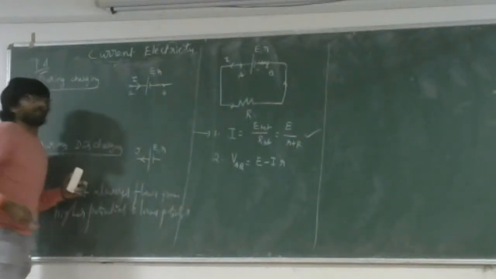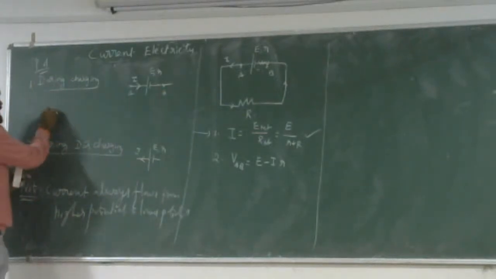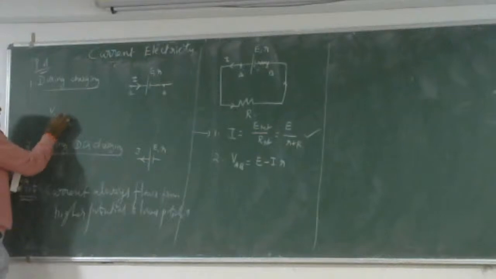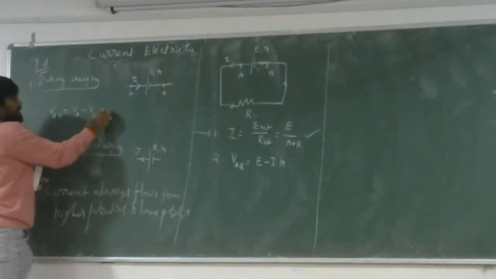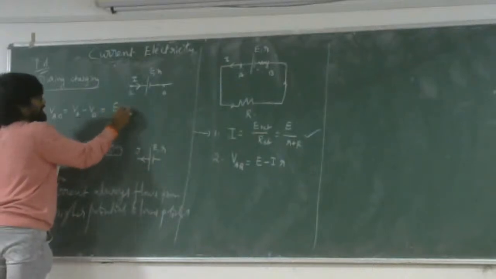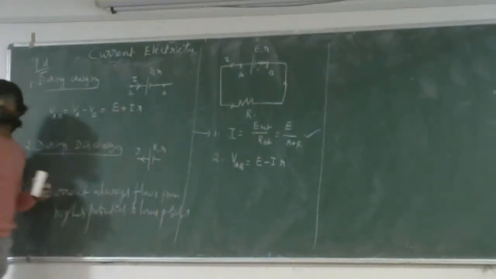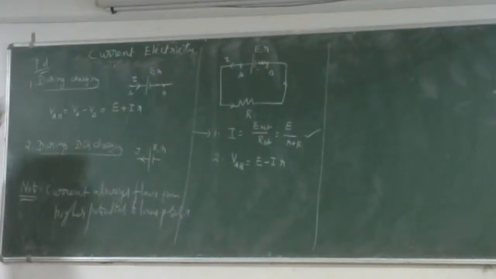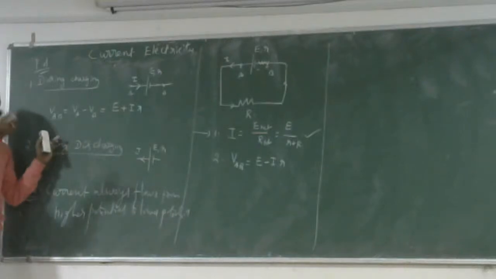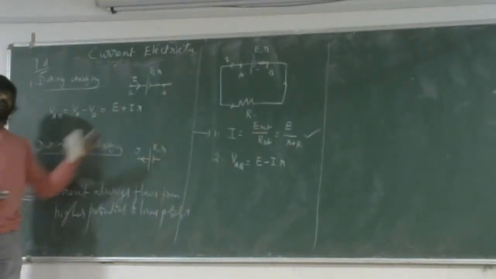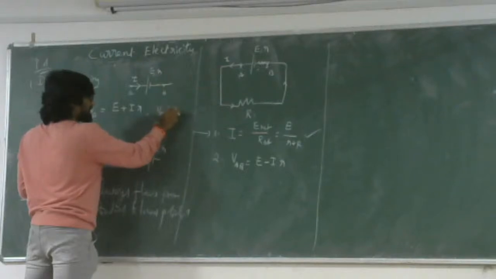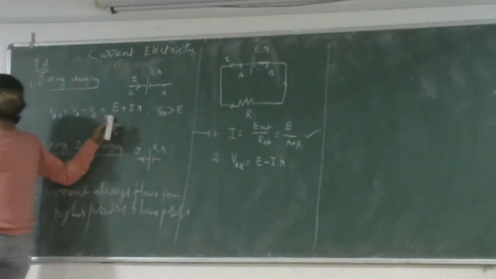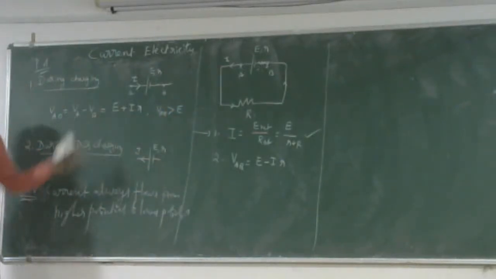then you will get, in case of charging, VAB, which is VA minus VB, equal to E plus Ir. During charging, the potential difference across the terminals of a cell is E plus Ir. Or we can also conclude that the potential difference across the terminals is greater than the EMF. EMF is E, plus something, so it is greater than the EMF.